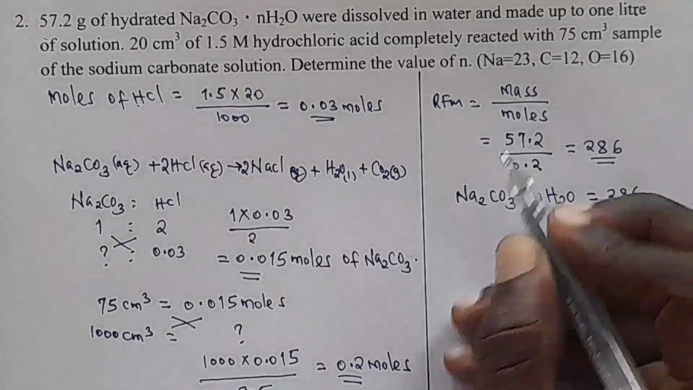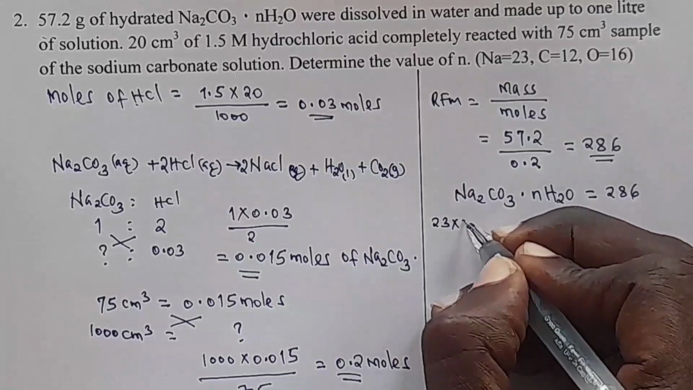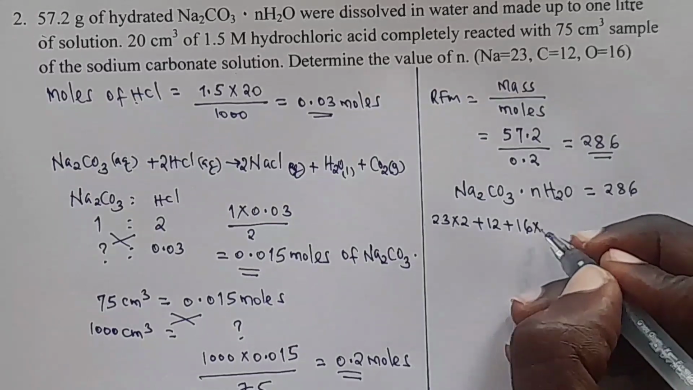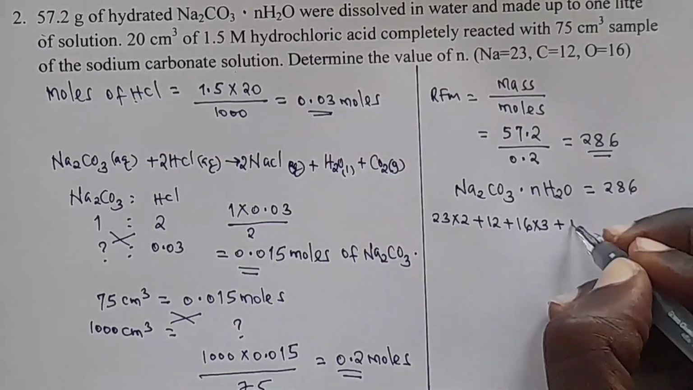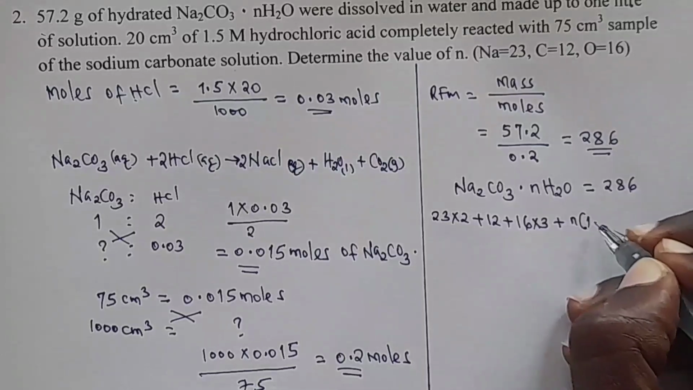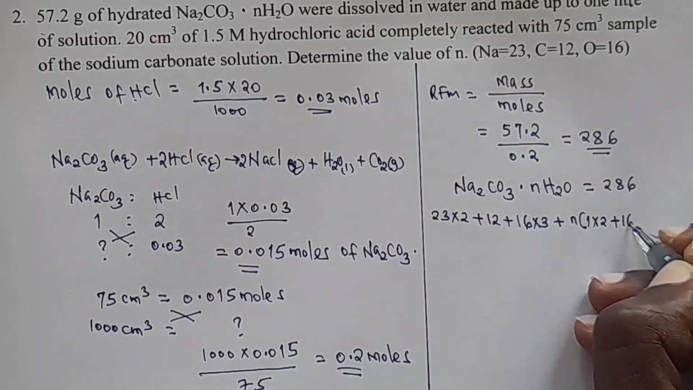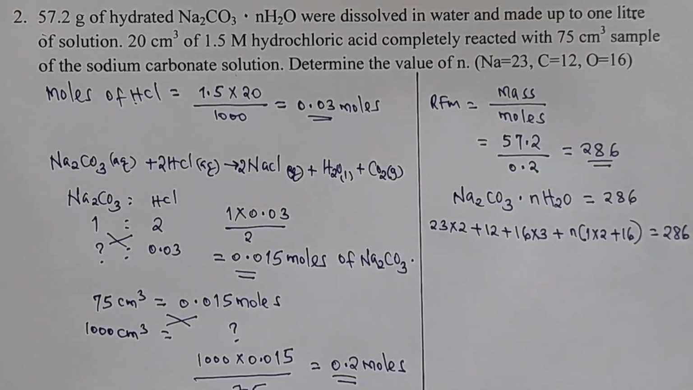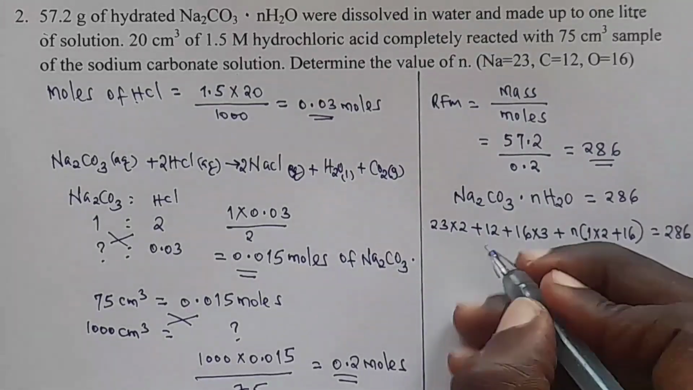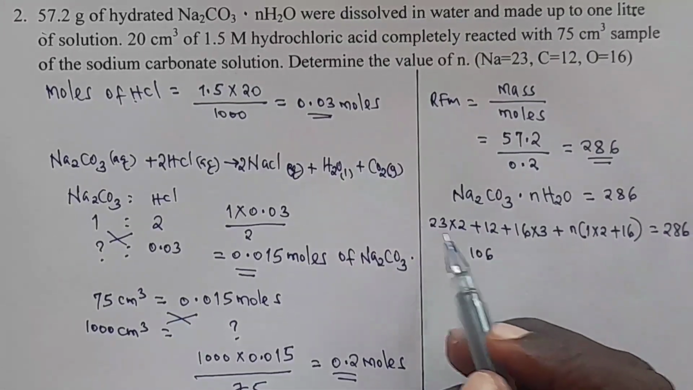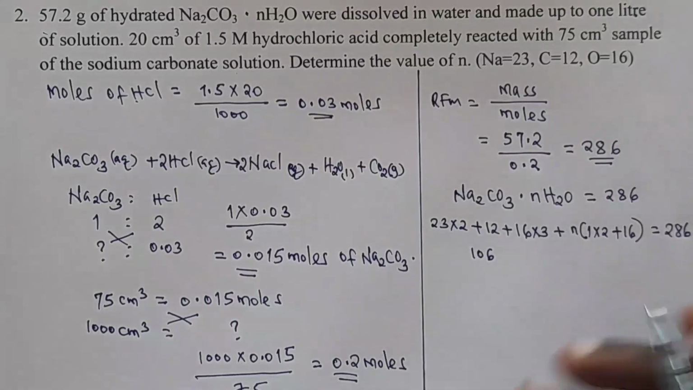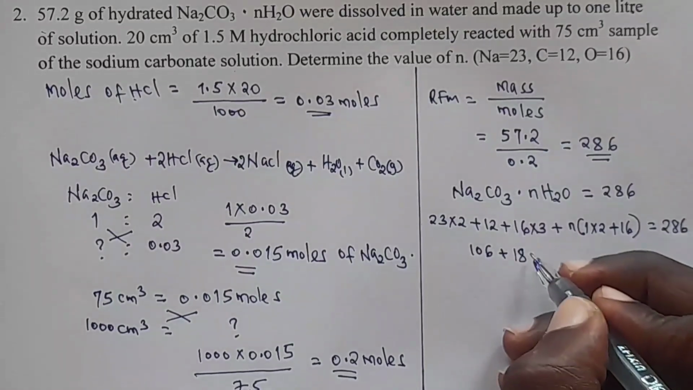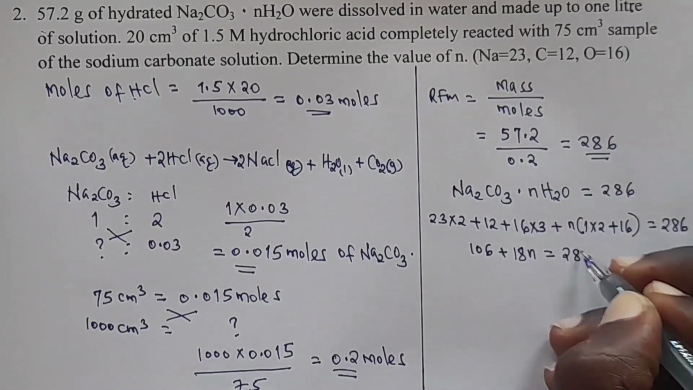So we know the RAM of sodium, it is 23, times 2, plus the RAM of carbon, which is 12, plus the RAM of oxygen, which is 16, times 3, plus then we have N, open bracket, hydrogen is 1 times 2, plus the RAM of oxygen is 16. All this will be equal to 286. So next, let's add this side. We are going to get 106. That means adding 23 times 2 plus 12 plus 16 times 3 will give you 106 plus, in bracket, 18. 18 times N, we have 18N. This will be equal to 286.